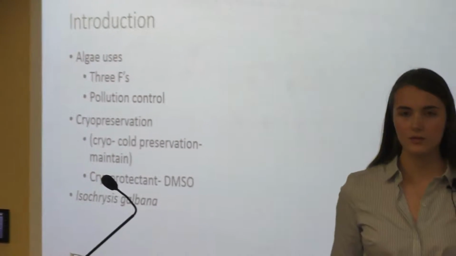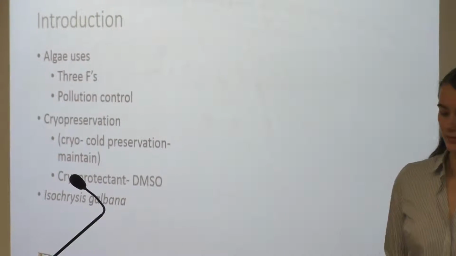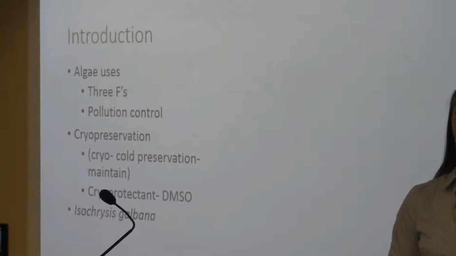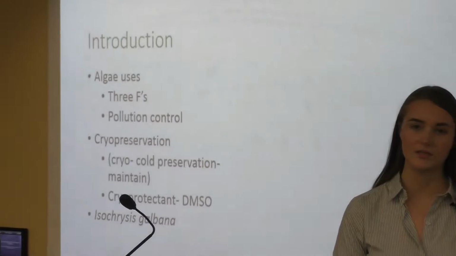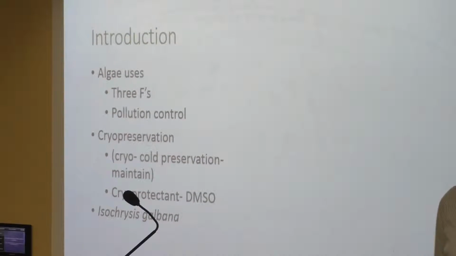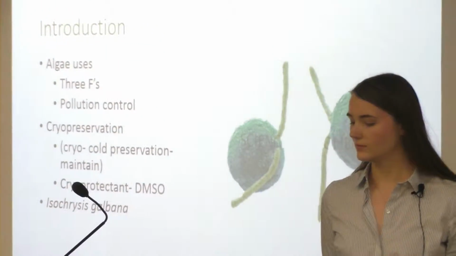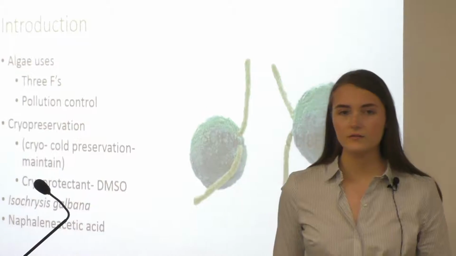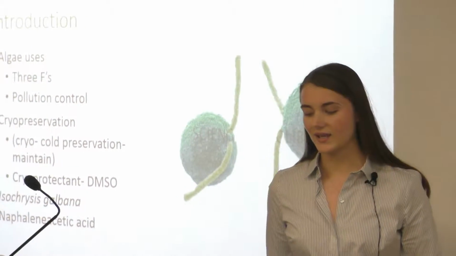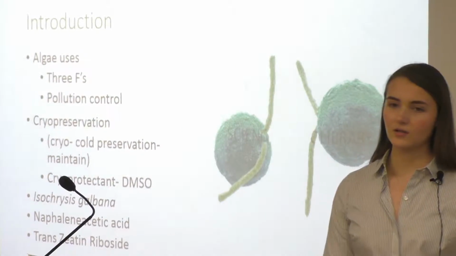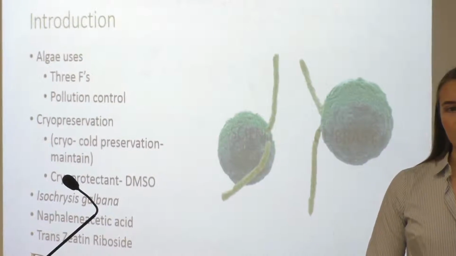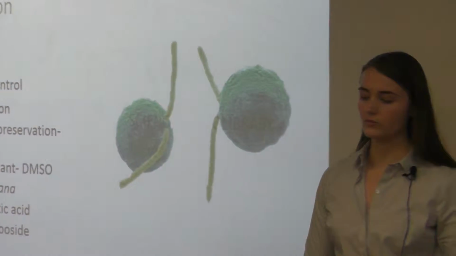The species I'm working with is called Isochrysis galbana. It's a marine species of microalgae that has flagella, and that makes it easy for me to see under the microscope. And that's what it looks like. And the 2 additives I'll be using are naphthaleneacetic acid and trans-zeatin riboside. Both of these are plant hormones that promote growth through cell division.